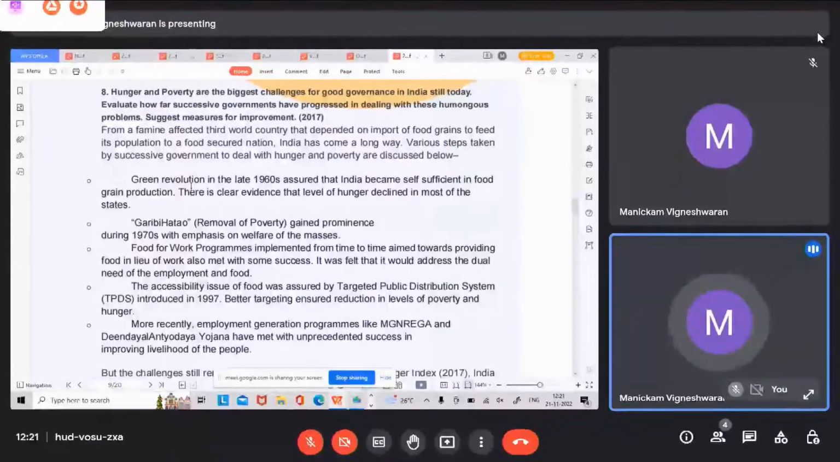Again, I want to repeat the question. Hunger and poverty are the biggest challenges for good governance in India still today. Evaluate how far successive governments have progressed in dealing with these problems. Suggest the measures for improvement.